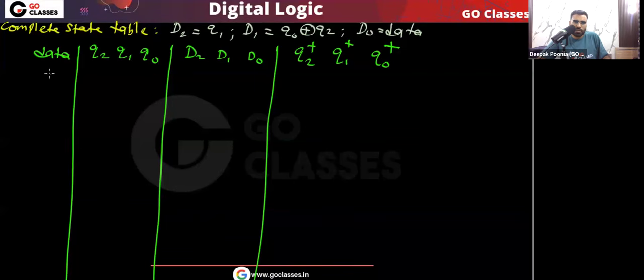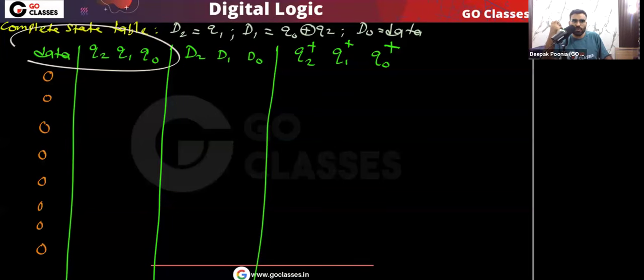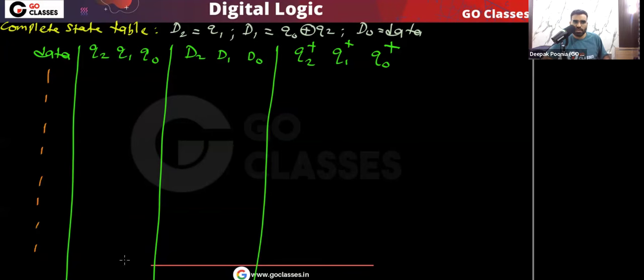So let me draw here, when this data input is 0, then total 8 rows will be there. Correct? And when data input is 1, then 8 rows are there. So total will be 16 rows, because we are writing all the possible combinations of external input and present state. So in total we have 4 bits. You can see 8 rows for data equal to 0, 8 rows for data equal to 1.